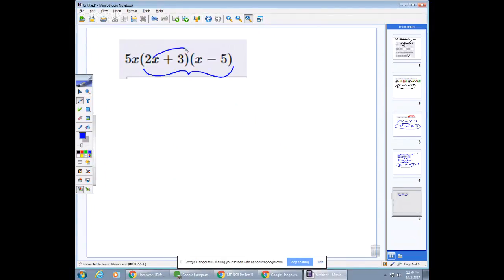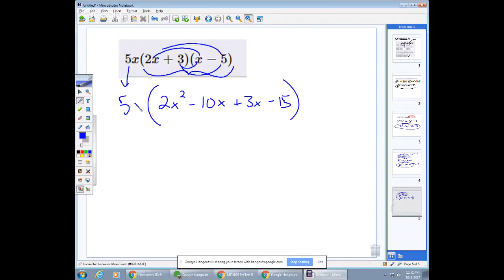So I'm going to distribute the 2x through first. So that's going to give me 2x squared minus 10x. And then I distribute the 3. That's going to give me what, plus 3x minus 15. Now, all of that still has to be multiplied by that 5x. Before I do that, though, I'm going to add those 2 like terms.